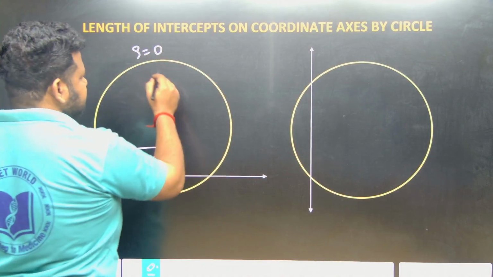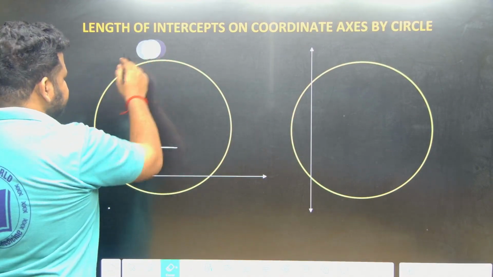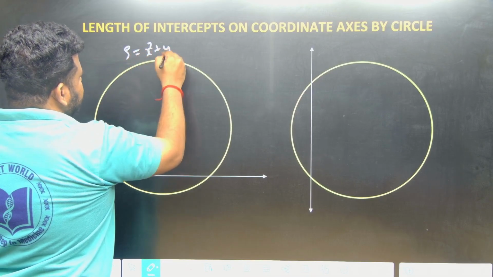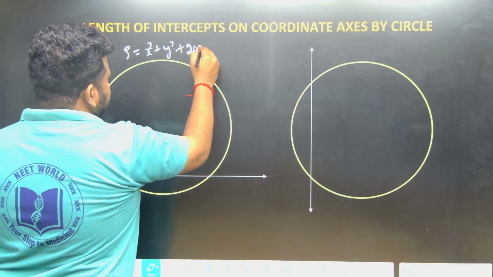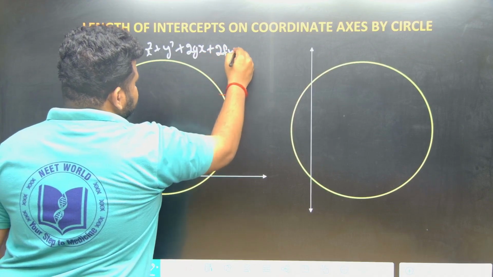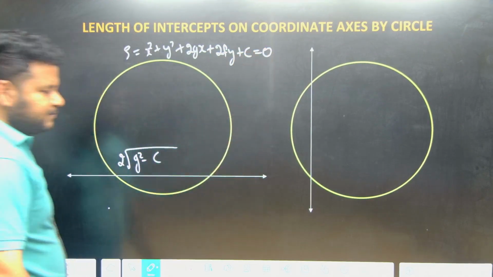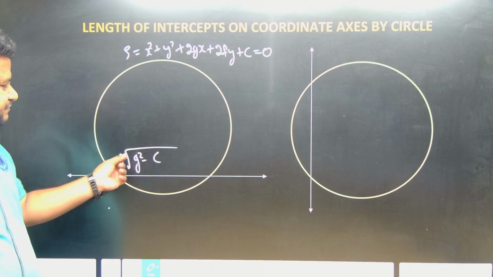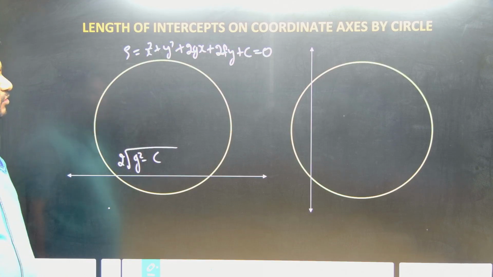Suppose the circle S is given as what? Let us take the standard or general equation of the circle: S is equal to x square plus y square plus 2gx plus 2fy plus c is equal to 0. This is the equation of the circle. So the length of the x intercept is what? 2 times square root of g square minus c. Here f will be equal to 0. Why 2 times?